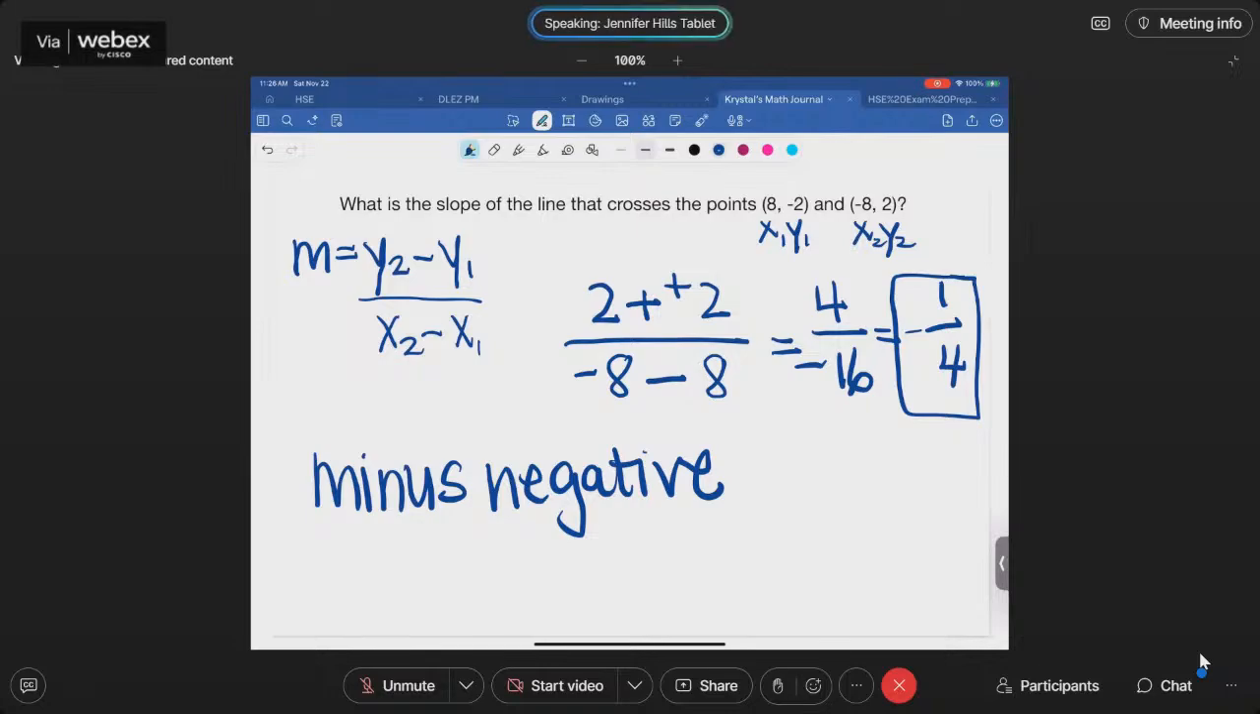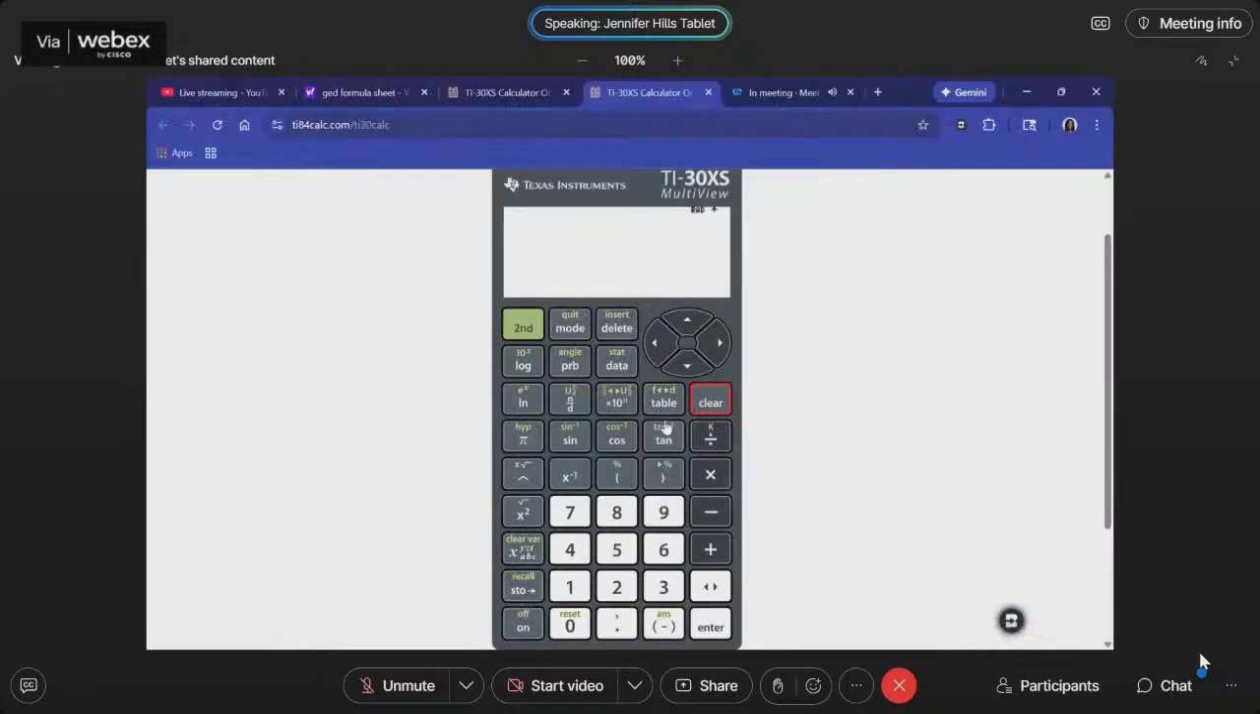May I interject and show how this can be done on a calculator to make it a lot easier when we're trying to process those negative and positive numbers? Yes, you may. I'm going to share my screen real quick because sometimes, especially on a timed test, it's just too much to work out what is negative and what is positive. So I'm going to show you how to use your calculator, put this in, and get the answer faster.